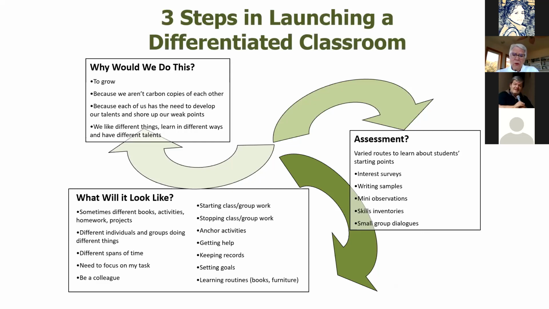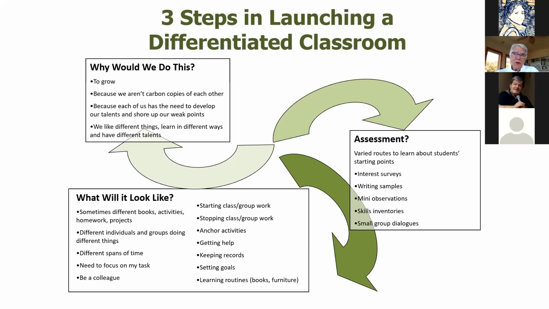When we talked about what it would look like, the kids could tell you sometimes we might read different books or have different activities or different homework or different projects. We might have individuals doing different things in the classroom sometimes, or small groups doing different things. Sometimes it might be important just to have different lengths of time that kids can work on things, or it's going to be a time when I just need to focus on my thing. It doesn't even matter what anybody else is doing. I got to get this show on the road, and this is how.